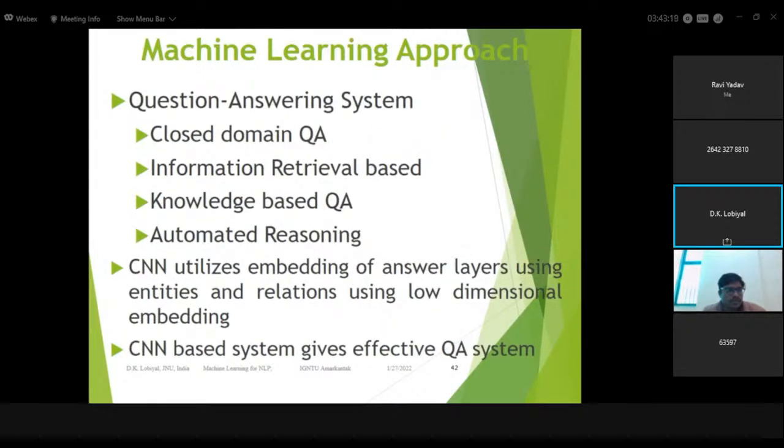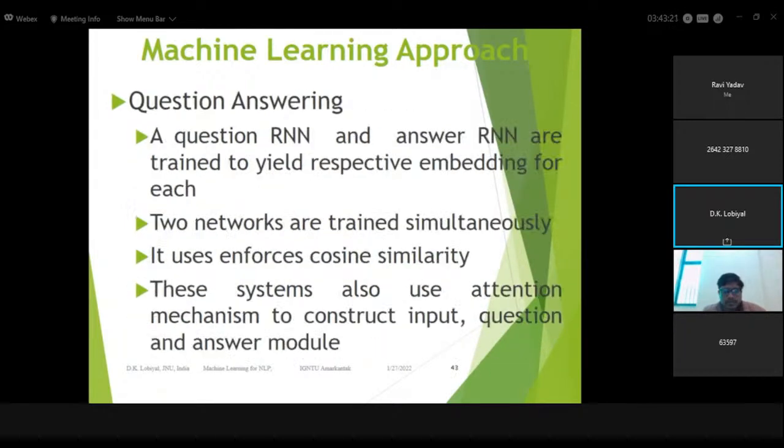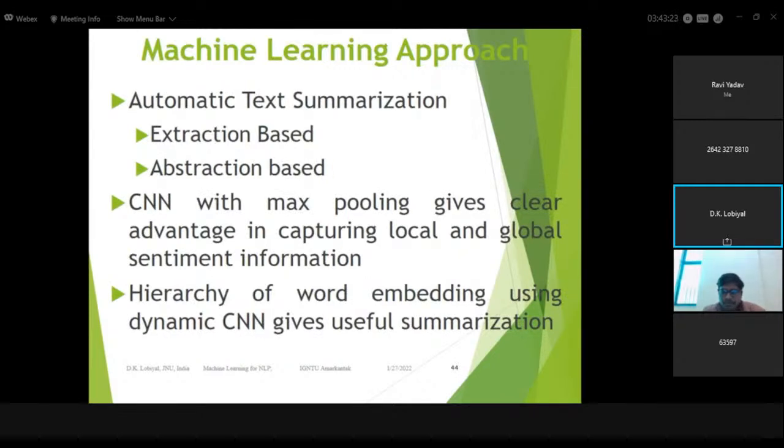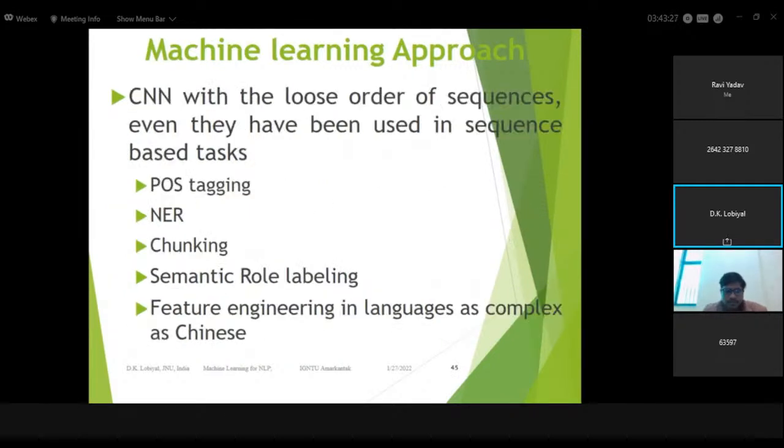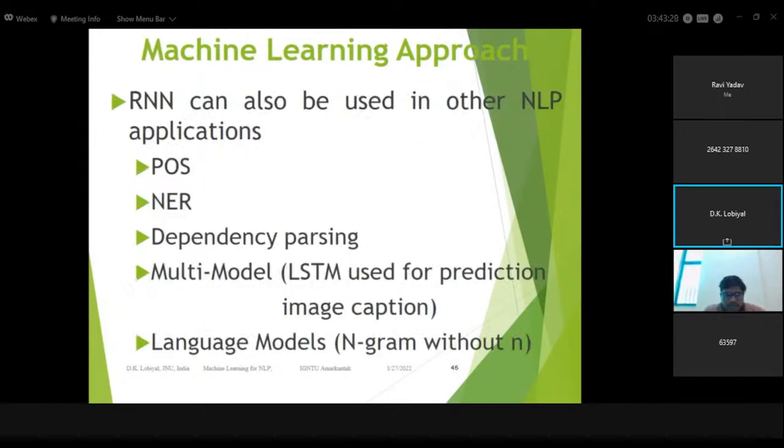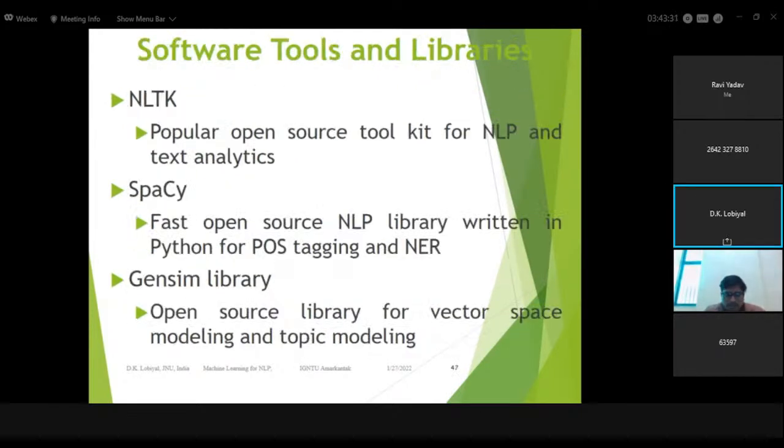Question answering system, CNN can be used. If automatic text summarization based, and quickly, and the libraries used for this work, NLTK is a very, very important tool, which is by the Stanford library, which is open source, and is used for text analytics.